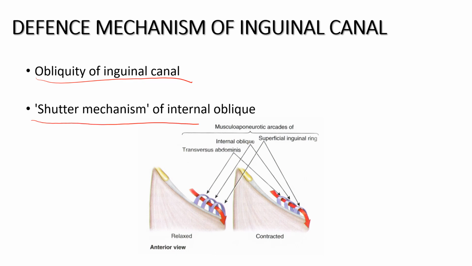Next is the shutter mechanism of the internal oblique. When the arcuate fibers of the internal oblique and transversus abdominis muscle contract, they straighten out and move closer to the inguinal ligament, as you can see in the diagram.